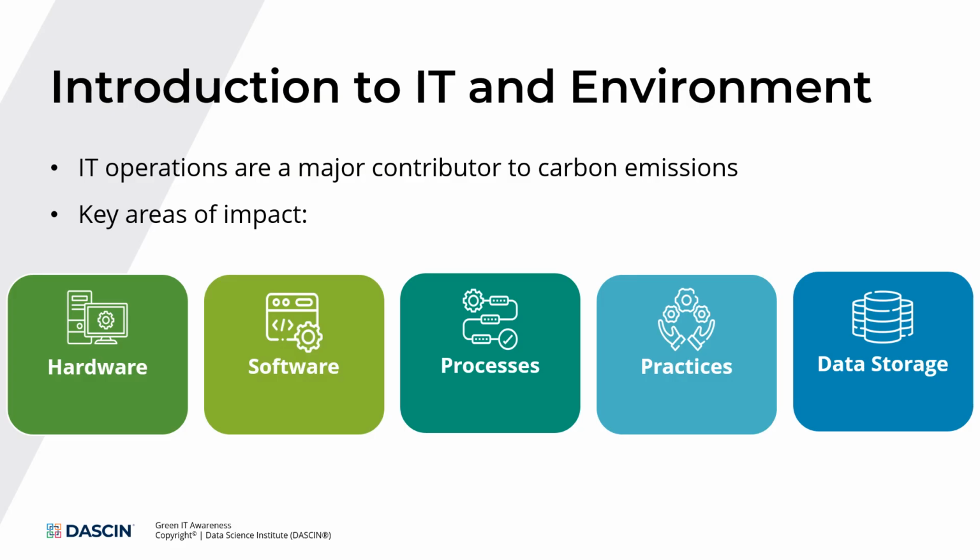IT operations influence the environment in many ways, and these impacts can be grouped into four key areas: hardware, software, processes, and practices. Each of these elements plays a significant role in an organization's carbon footprint, affecting energy consumption, resource use, and waste generation. Understanding the environmental impact of these four areas is the first step toward making IT operations more sustainable. Let's discuss them in detail, and we will start with hardware.